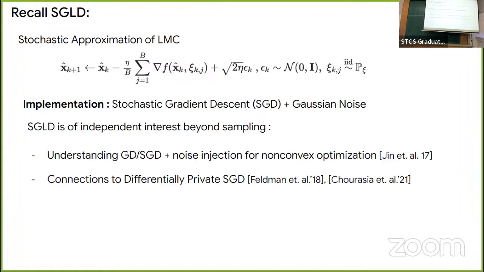Okay. So this is of independent interest beyond sampling, and it has very close connections to differentially private SGD, and this could be interpreted as noise injection for non-convex optimization, etc. Because sampling is sometimes used for optimization and to escape saddle points. So even from a finite dimensional optimization perspective, this is quite interesting. But the theory for this has been limited so far, and that's why we try to address that.